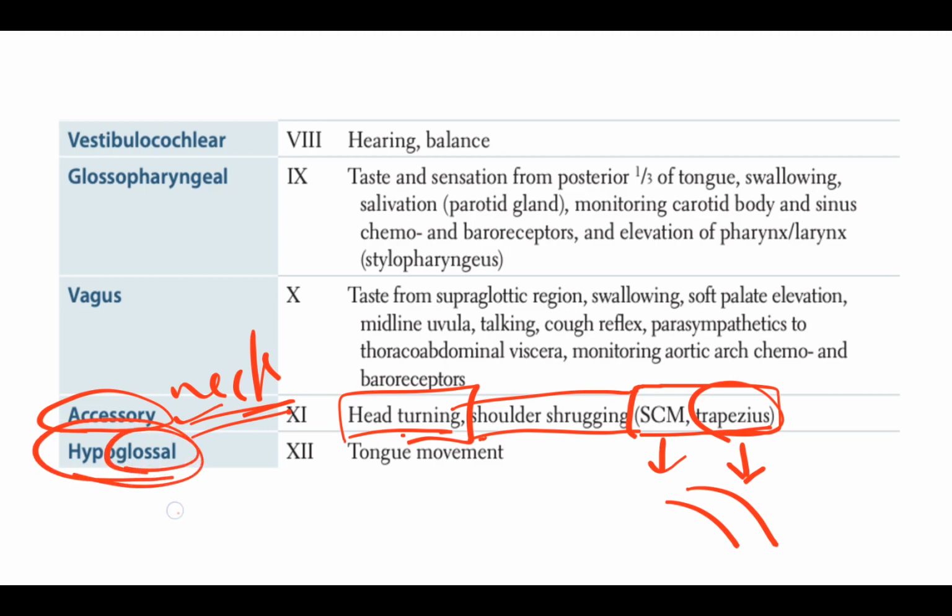Hypoglossal nerve, again gloss means tongue. Therefore, tongue movements are innervated by the 12th nerve.